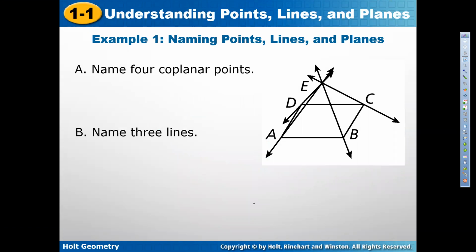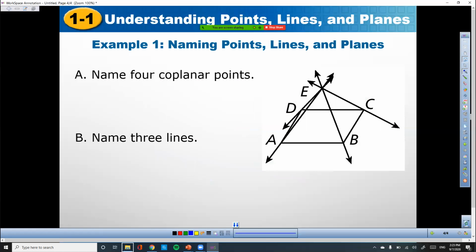All right, so let's try these examples right here. It says example number 1, they want us to name 4 coplanar points. Again, what do we say coplanar meant? Co means same, and planar means plane. So they want us to name 4 points that are on the same plane.